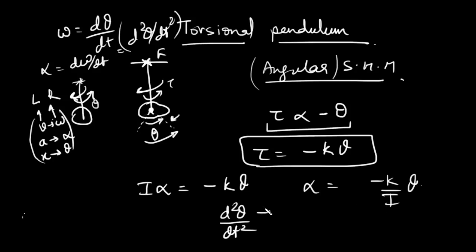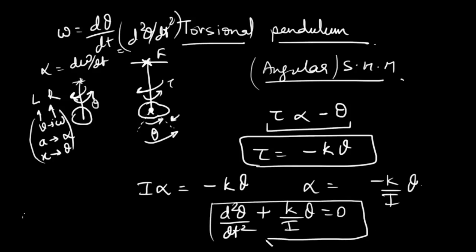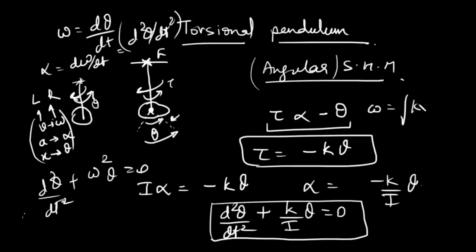We can take this expression on this side. So we have d square theta by dt square plus k by I theta equal to 0. So this is again a simple harmonic motion, and this is an S.H.M. equation. So I assume k by I is omega square. So we have d square theta by dt square plus omega square theta equal to 0. So omega would be equal to root under k by I, and the time period we can calculate would be 2 pi by omega. This means 2 pi root I by k.